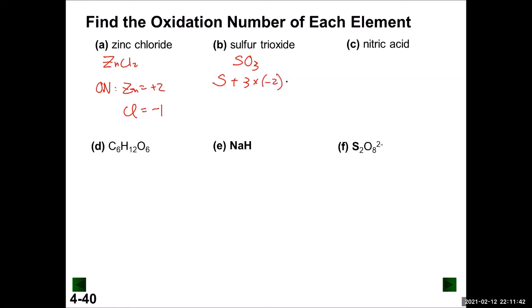And the sum of the ON numbers should equal 0. By solving this equation, we solve S equals positive 6, which is the oxidation state for sulfur in this compound. Next, nitric acid.